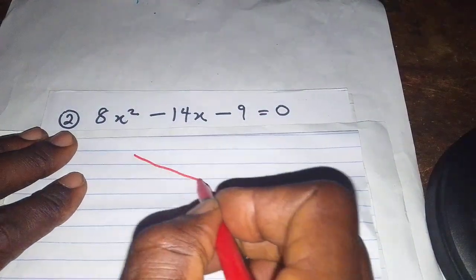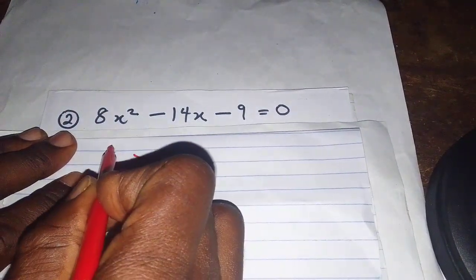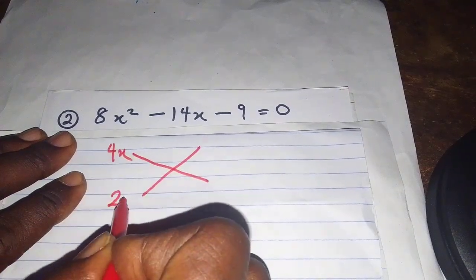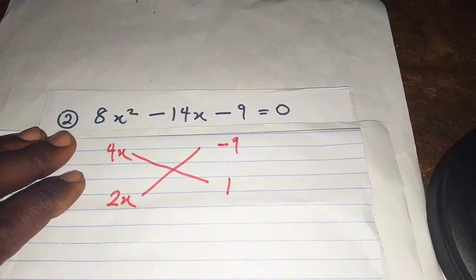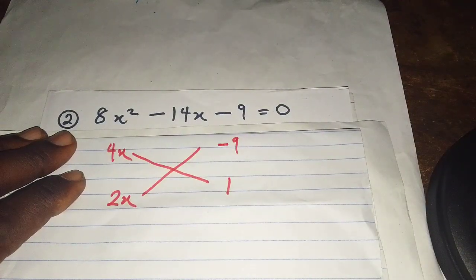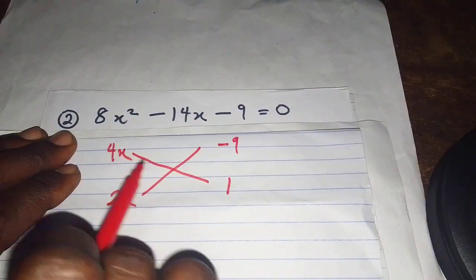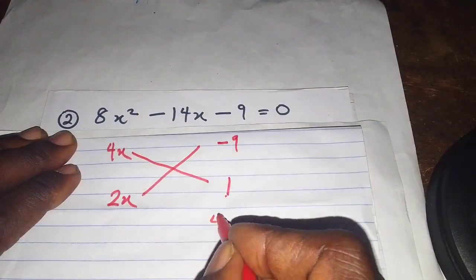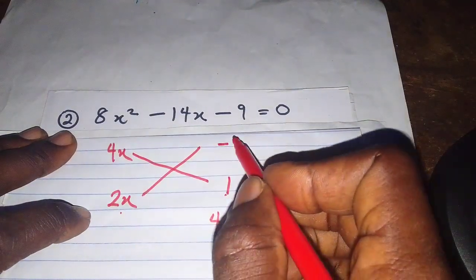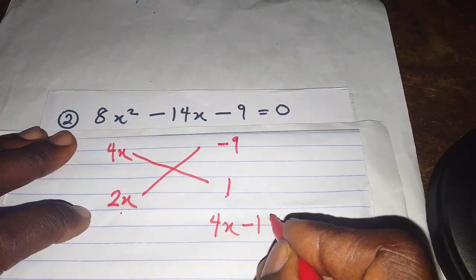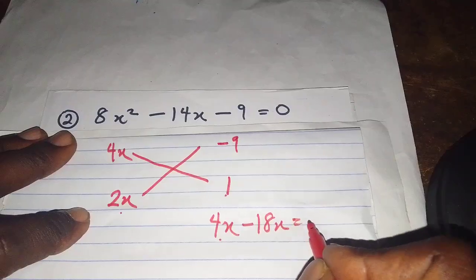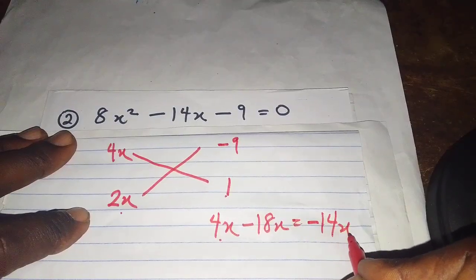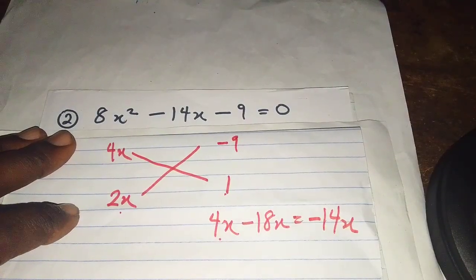So again, you cross your lines. I'll still use 4x times 2x on this side. Let me change this one to minus 9 times plus 1. Let us check if it will give us minus 14x. 4x times 1 will give me 4x. 2x times minus 9 will give me minus 18x. 4x minus 18x will give me minus 14x. So we've been able to get the product.